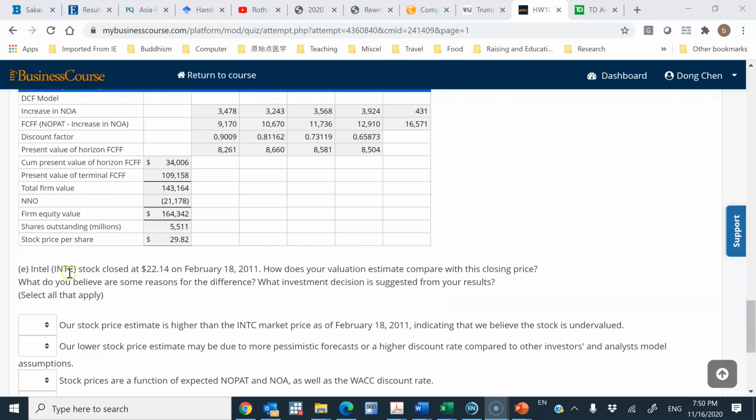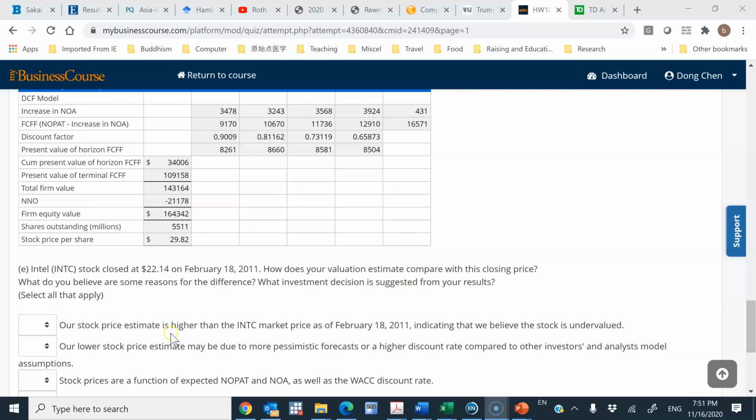The last part of this question: Intel stock closed at $22.14 on this date. So our estimated stock price turns out to be larger than this one. This means that we believe the stock is undervalued, right? How does your valuation estimate compare with its closing price? What do you believe are some reasons for the difference? What investment decision is suggested from the results?